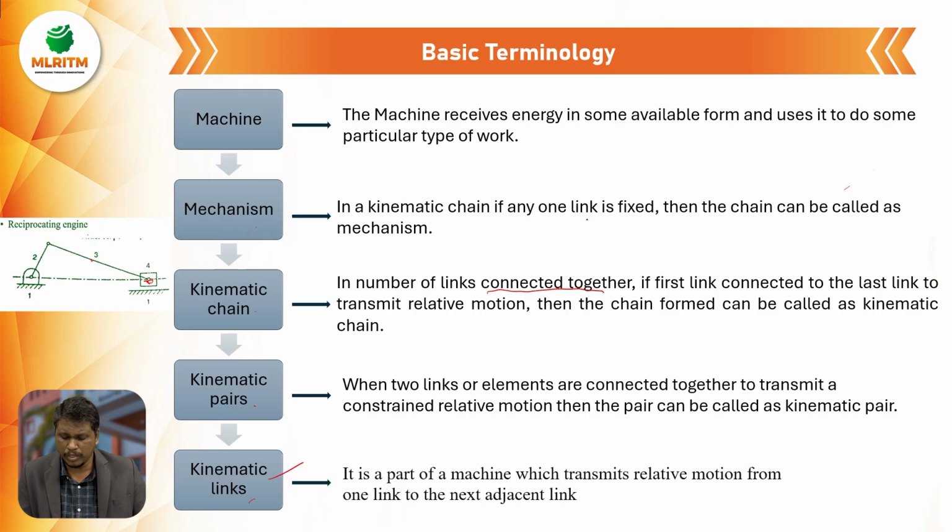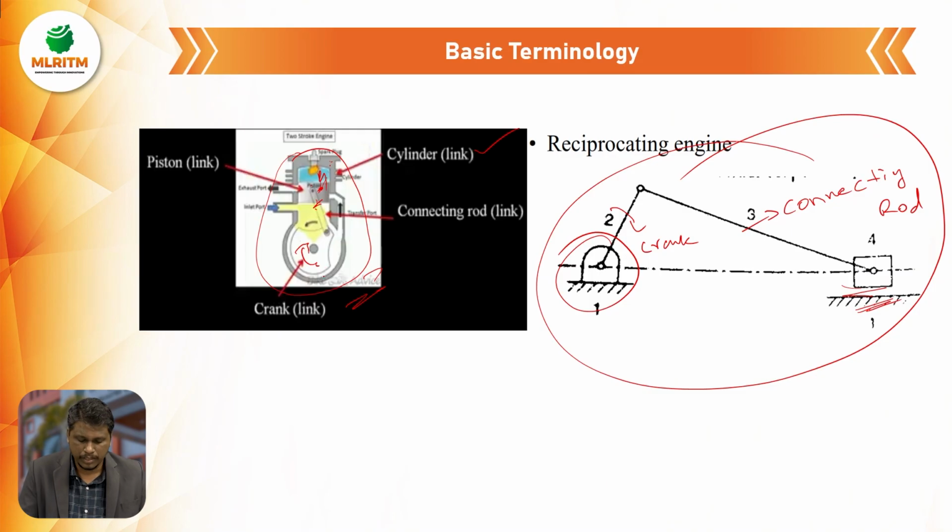In a kinematic chain, if any one of the links is fixed, then the chain can be called a mechanism. Like that, here the cylinder is like a fixed link. It is acting as a fixed link, and then it can make the motion. This is called a mechanism, and this entire setup is called a machine.